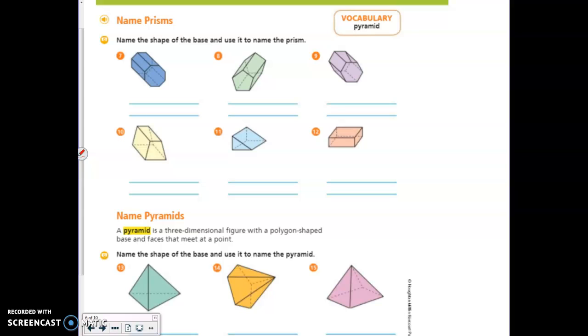Okay? So today's lesson, guys, if you want to call it the learning target, is simply trying to identify, name, and then kind of classify three-dimensional shapes. Okay, so those kinds of concepts are what we're looking for here.